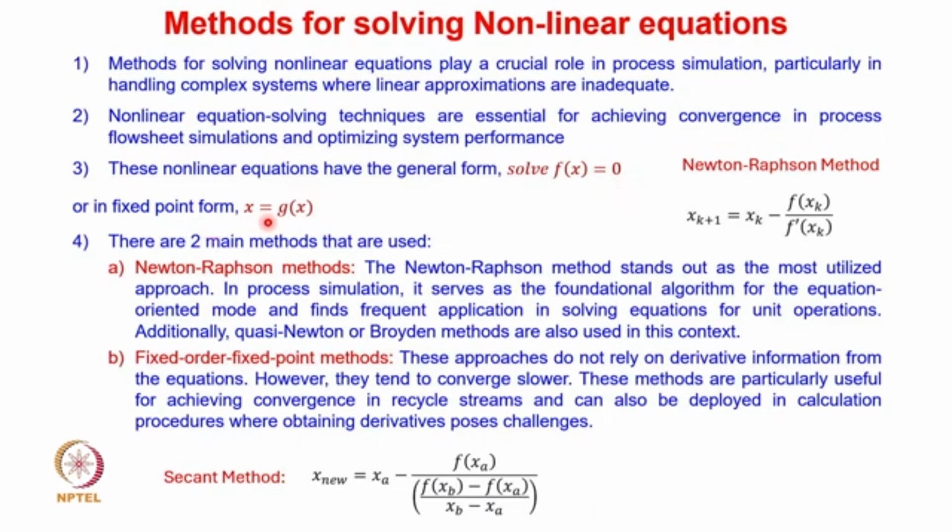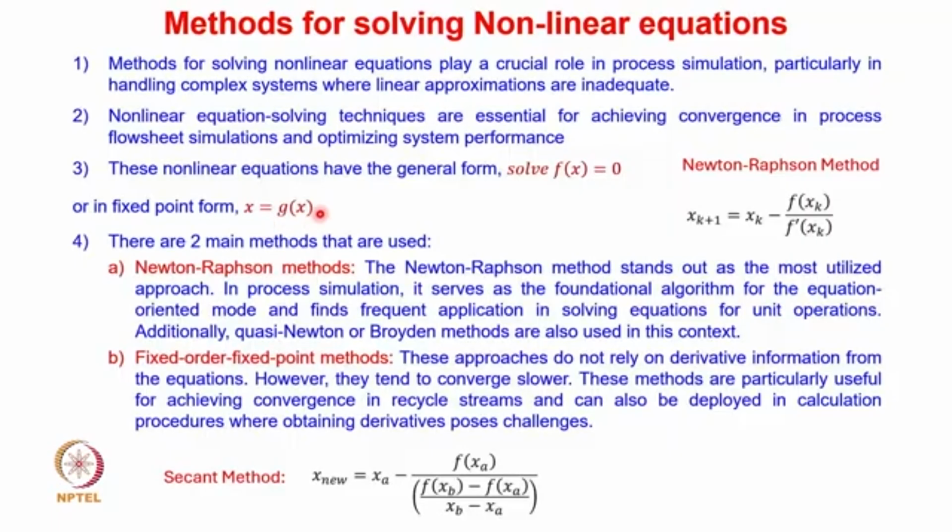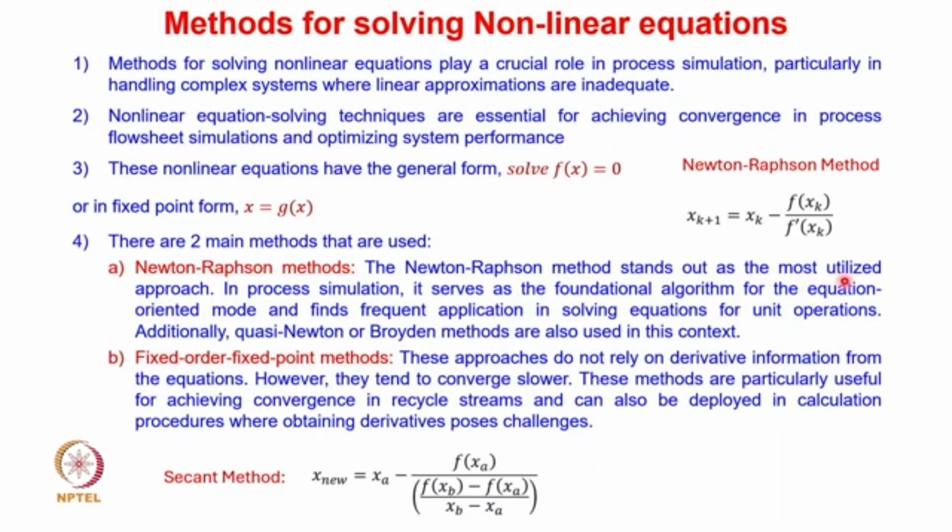Basically you are trying to match your output to the assumed output. So in a way x is equal to g of x. Depending on what type of equations you are solving, sometimes you can select a Newton-Raphson method or some other solvers also. The Newton-Raphson method stands out as the most utilized approach. In process simulation, it serves as the foundational algorithm. So you can see that all these solvers are in some way or the other derivatives of the Newton-Raphson method.